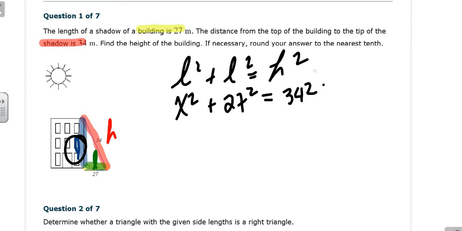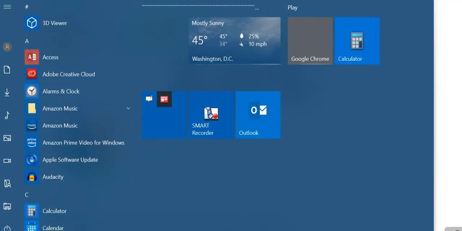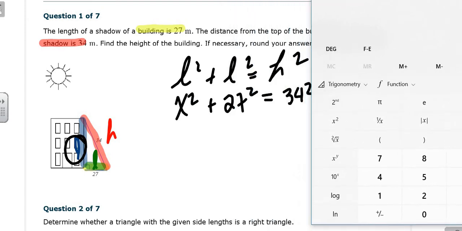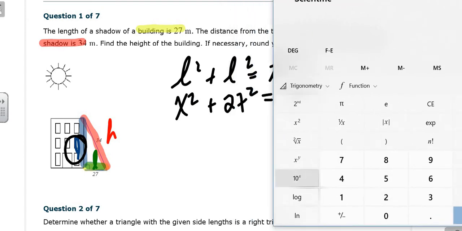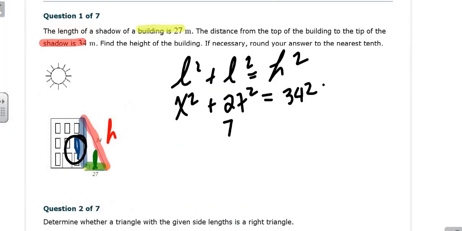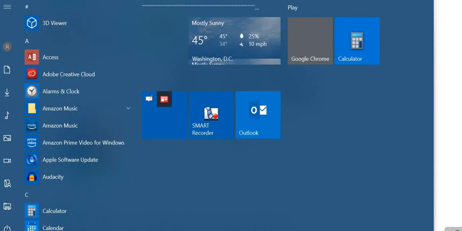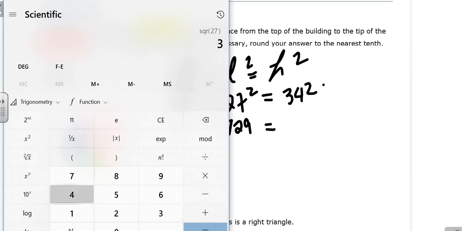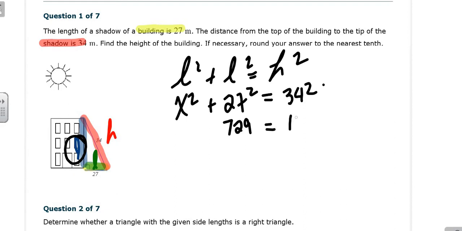At this point you may use the calculator that is provided for you on Alex. It's not going to look the same as this calculator, but you'll get the same answers. So the first one is 27 squared. That's 729. And then 34 squared is 1,156. Equals x squared plus 729. We subtract.